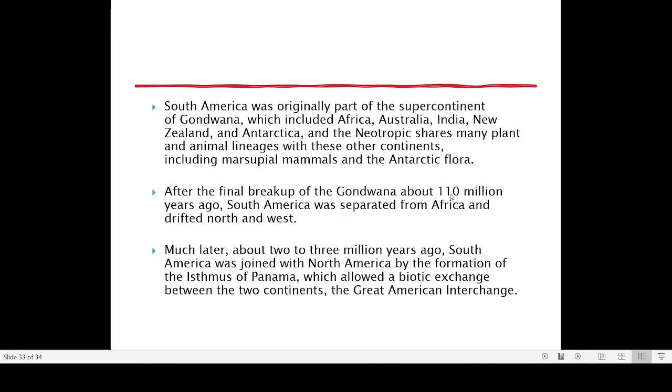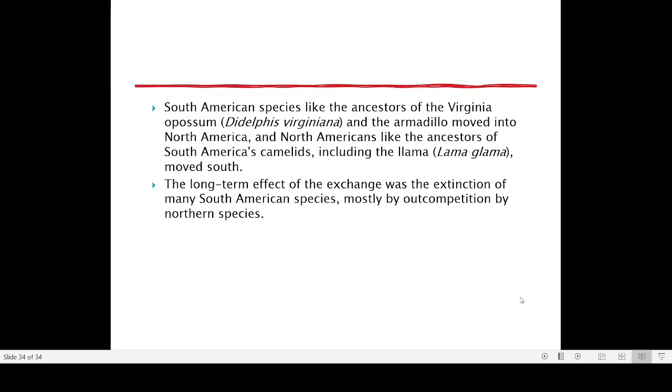Then that splitting took place around 110 million years back, and during that time South America was separated from Africa and drifted to the north. Then South America was again joined to North America by the formation of the land bridge of Panama. That took place around 2 to 3 million years ago. So it was during that time that the migration of animals from North America to South America and from South America to North America took place. That event is known as the Great American Interchange.